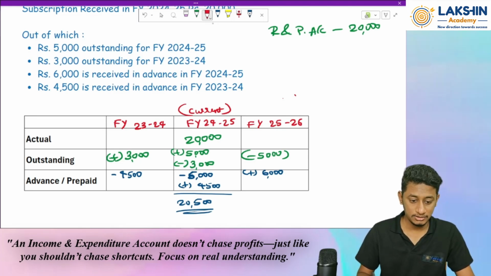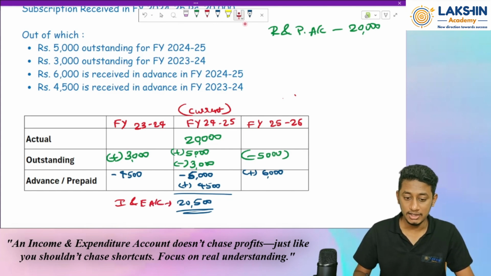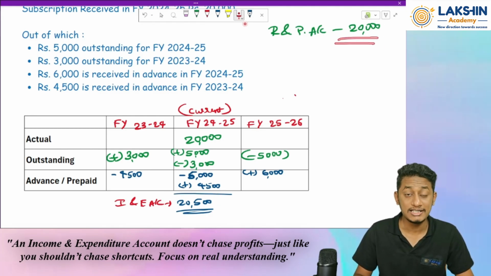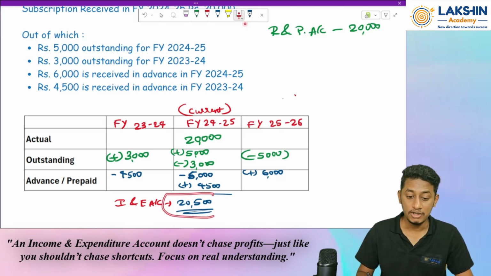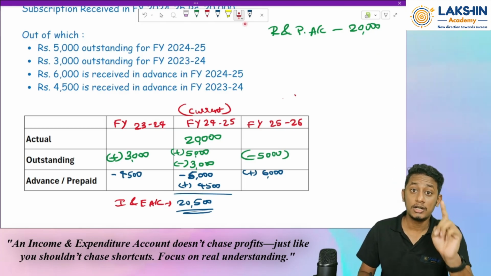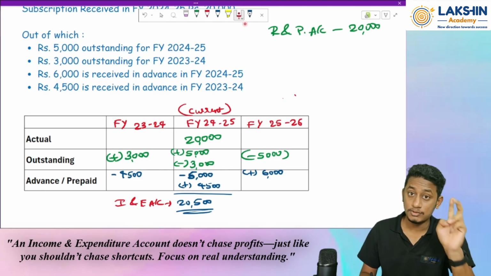So again, this amount will be taken to what? To my income and expenditure account. Clear with this? So this amount varies from this amount over here. Clear? So rupees 20,000 will be taken to my receipts and payments account, whereas rupees 20,500 will be taken to the income and expenditure account. So these both amounts vary.